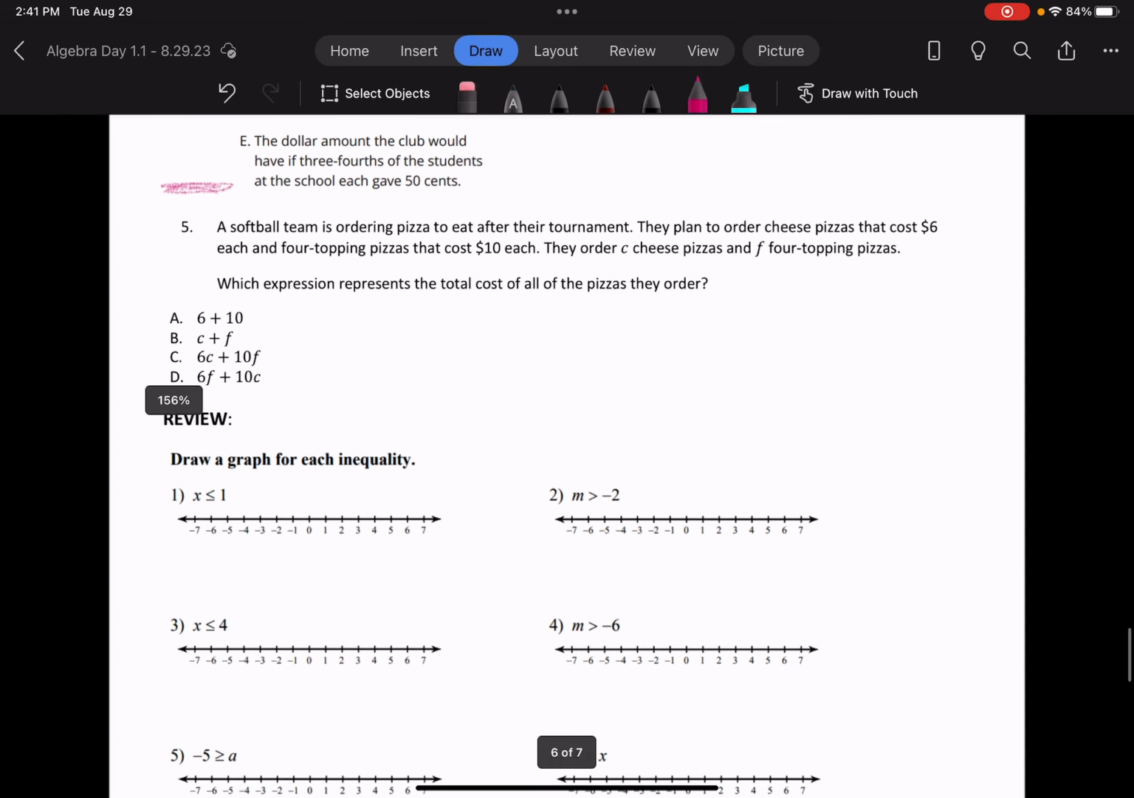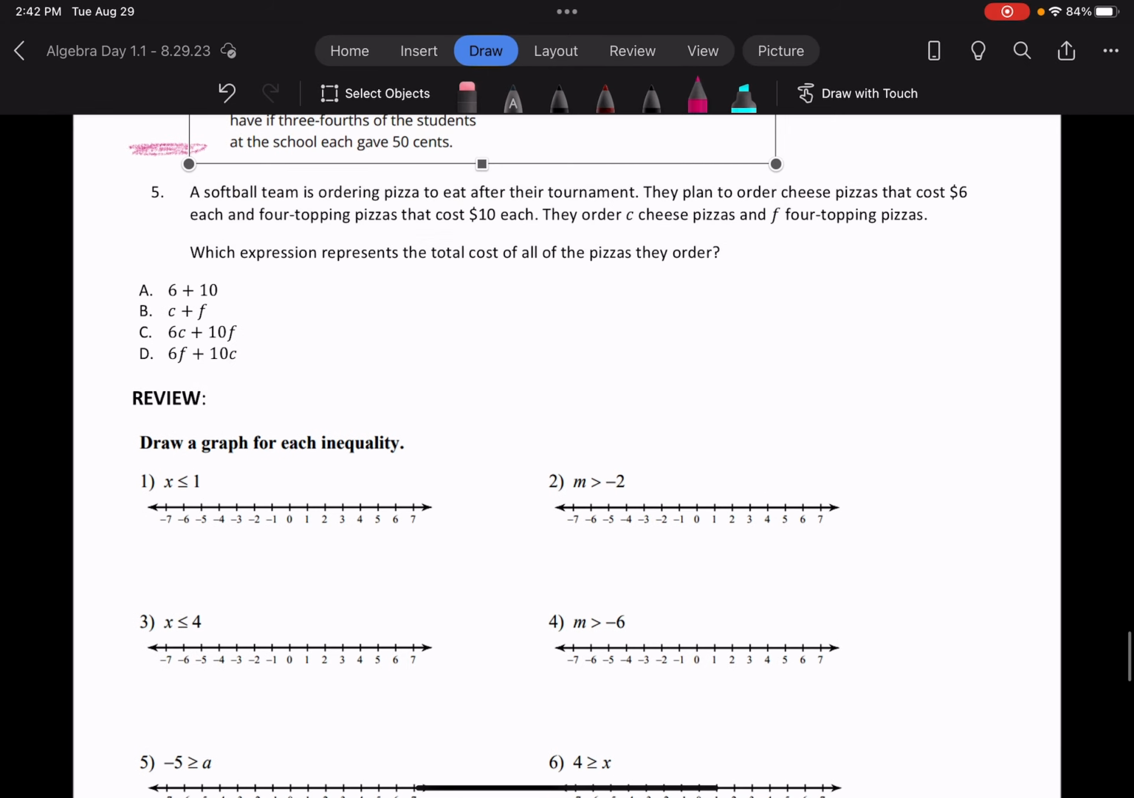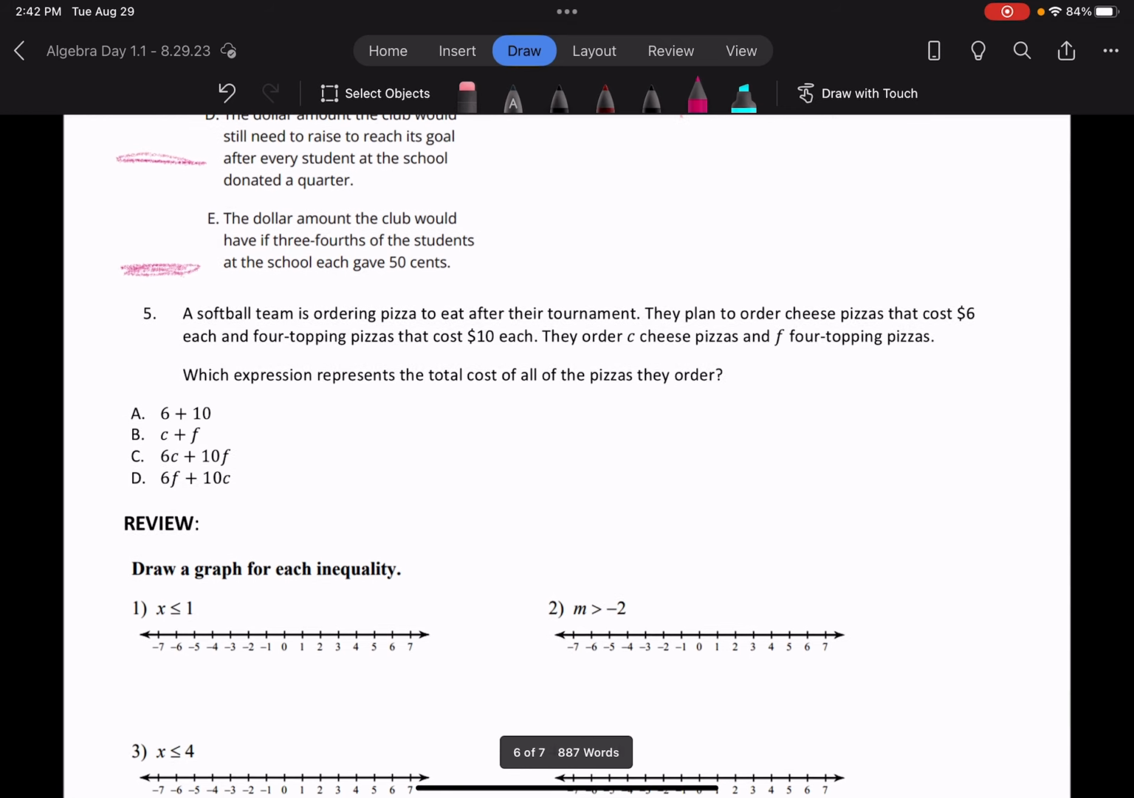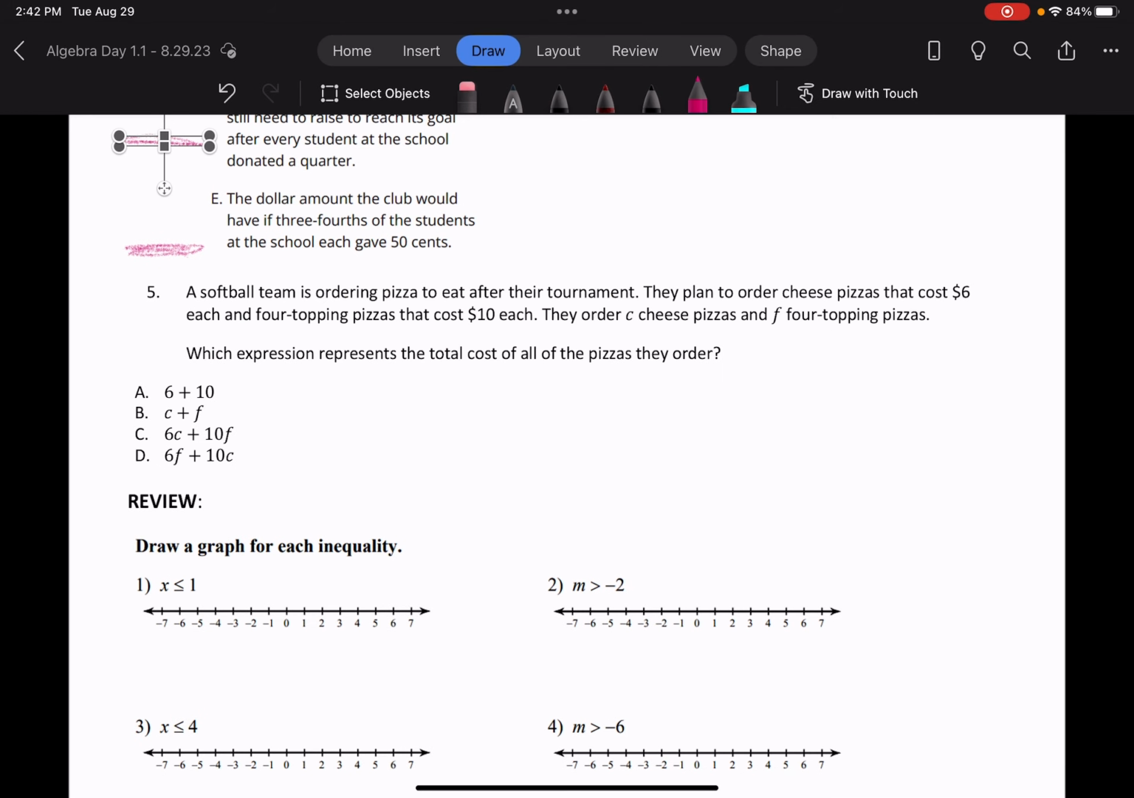All right, number 5 says a softball team is ordering pizza to eat after their tournament. They plan to order cheese pizzas that cost $6 each and 4 topping pizzas that cost $10 each. They order C cheese pizzas and F 4 topping pizzas. Which expression represents the total cost of all the pizzas they could order? Let's look through the answer options.